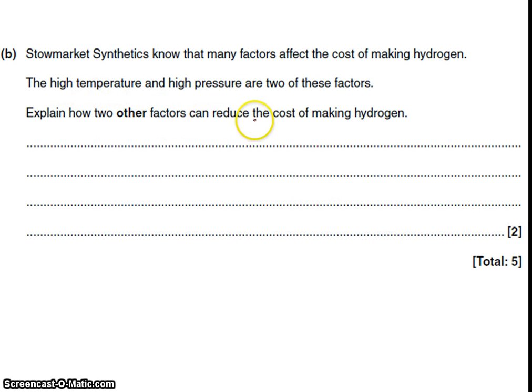Explain 2 other factors that reduce the cost of making hydrogen. The use of the catalyst reduces the amount of energy that's required to initiate the reaction, and so saves money because not so much energy is spent on providing the energy to make the reaction work. So using a catalyst makes it go faster. That's 1 mark. In equilibrium reactions, we recycle any unreacted raw materials so that they're not wasted. That would be 1 mark.